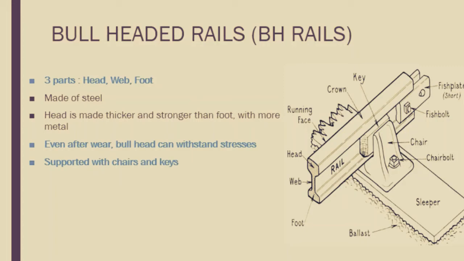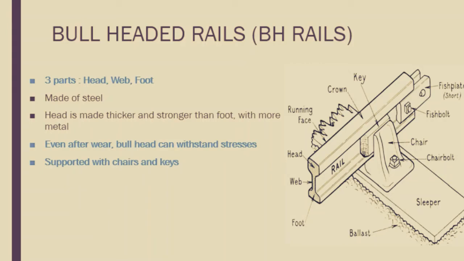The double-headed rails are made of wrought iron, but the bull-headed rails are made of steel, which means it has more strength than wrought iron rails. The head is made thicker and stronger than the foot. This is a main difference between the DH and BH rails. So more material distribution is there on the head. The main advantage of BH rails is, even after wear, the bull head can withstand stresses.